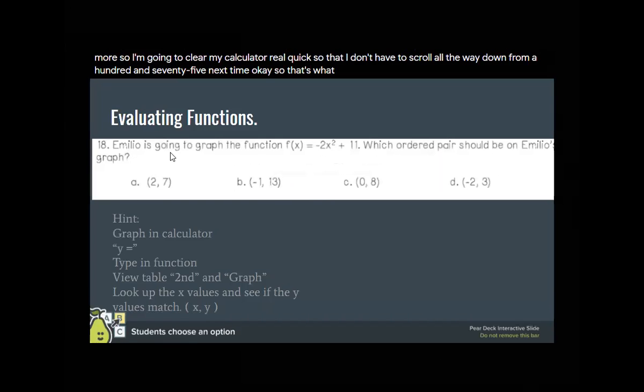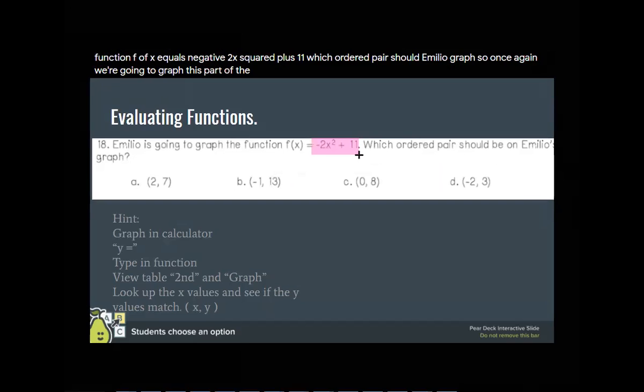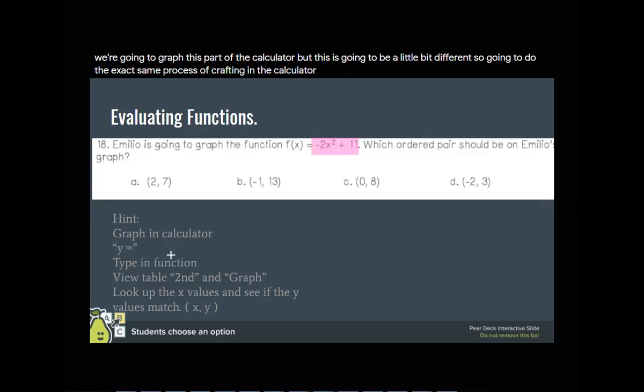Okay, so the next one says Emilio is going to graph the function, and this is the function, f of x equals negative 2x squared plus 11. Which ordered pair should Emilio graph? So once again, we're going to graph this part in the calculator. But this is going to be a little bit different. So we're going to do the exact same process of graphing in the calculator. But when we look up our values, we're going to look up the x value, which is the first part of our ordered pair, and see if our y value matches. If it matches, that's the ordered pair that we're looking for.